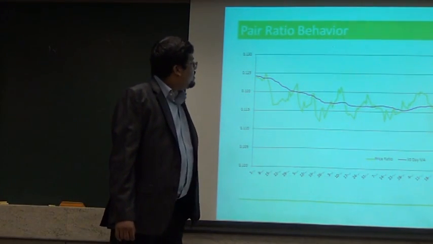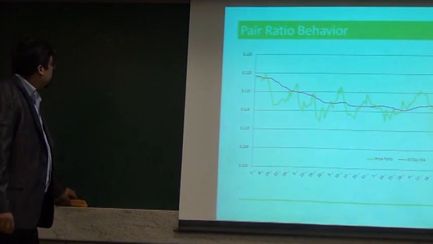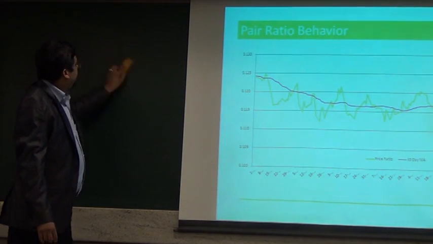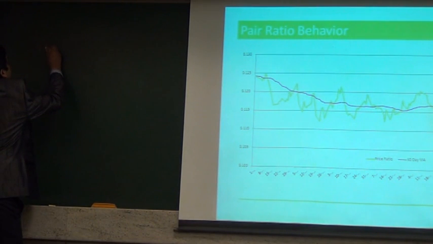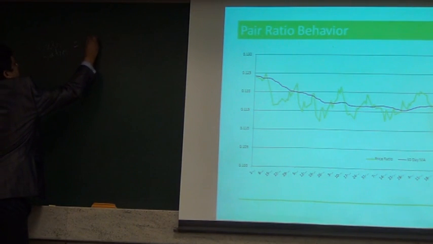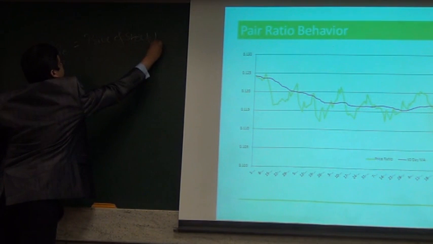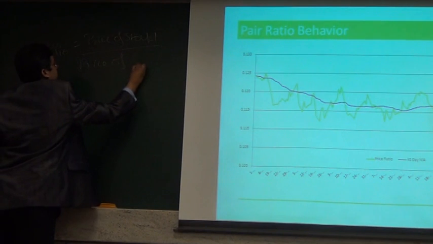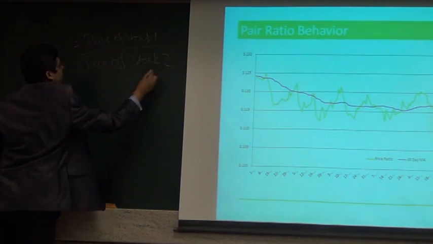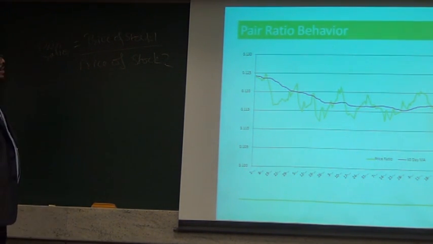Okay, so now here is something which I will be taking you through in the whole exercise. What we will be doing is, we will first be calculating the pair ratios. So what's the pair ratio? Pair ratio is nothing but, say, price of stock 1 divided by price of stock 2. So in our case, it will be, say, ACC over Ambuja or Ambuja over ACC. Any of these could be used.